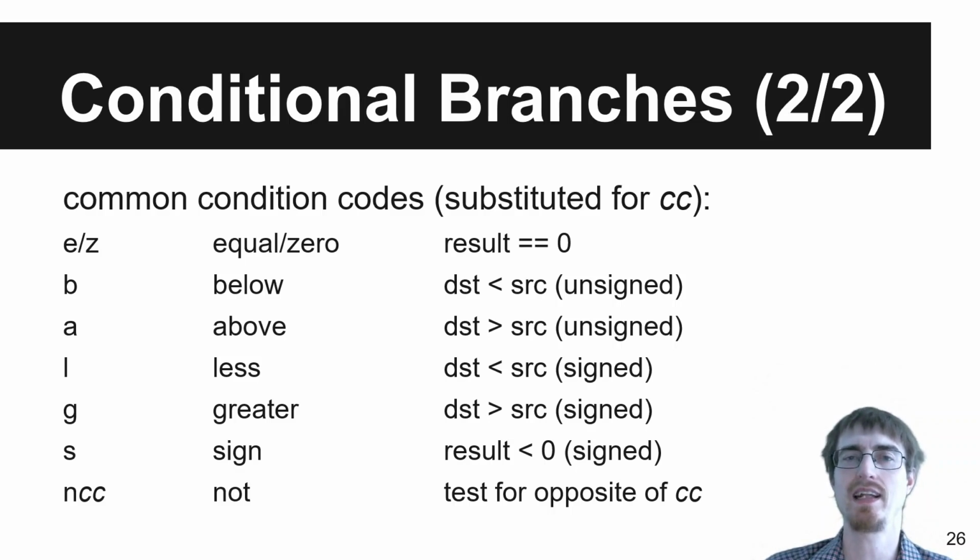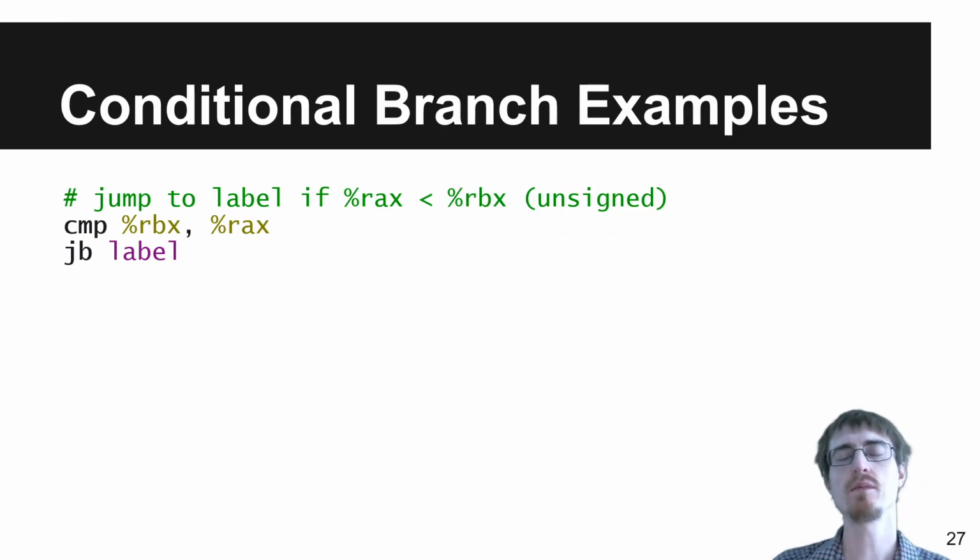Finally, we have NCC, where CC is again replaced by a condition code, and it means not. So we can test for a condition, we can also test for the opposite condition. So JNZ, for example, will jump if the last result was not 0, and it will continue if the last result was 0. So, some examples to give you some idea how this works. The first example does compare RBX, RAX, and then jump below. What does this mean? It takes RAX and subtracts RBX from it. Now it doesn't store the result, it only sets the flags register.